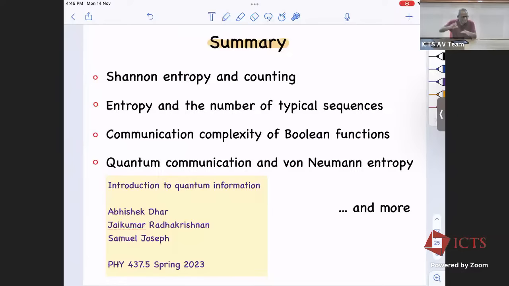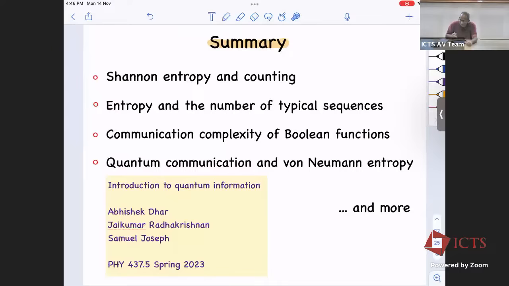Then I told you about quantum communication, and some hand-waving about von Neumann entropy and its application for the very same problem. Next semester, Abhishek, Sam, and I will be teaching a course on quantum information, and many of these things hopefully will make more sense. There will be words of learned length and thundering sound: fidelity, purification, strong subadditivity, monogamy of entanglement. All these things you'll learn from them. And entropy has applications in many areas, and I have not even scratched the surface.